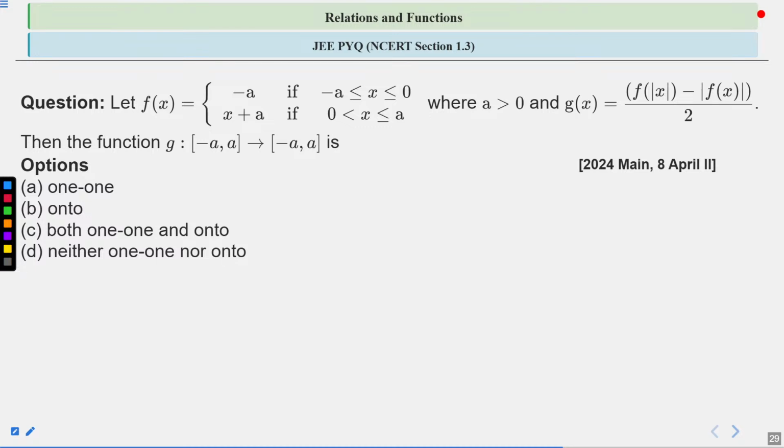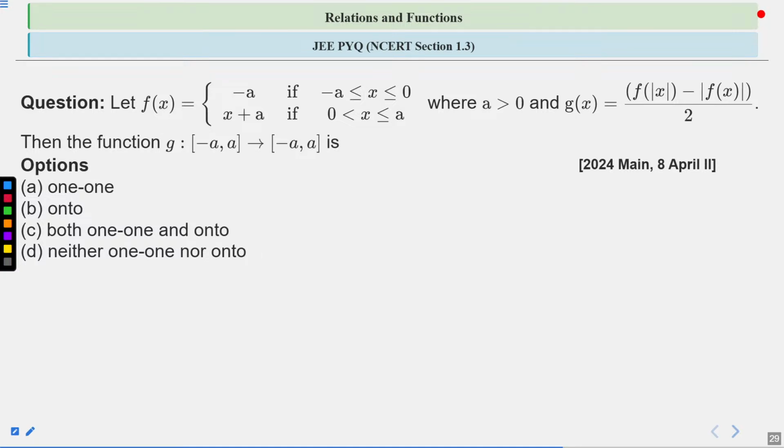This question says: let f(x) be equal to -a if x is between -a and 0, and x + a if x is between 0 and a, where a is greater than 0, and g(x) is equal to (f(|x|) - |f(x)|)/2. Then the function g from -a to a is, which one is correct?